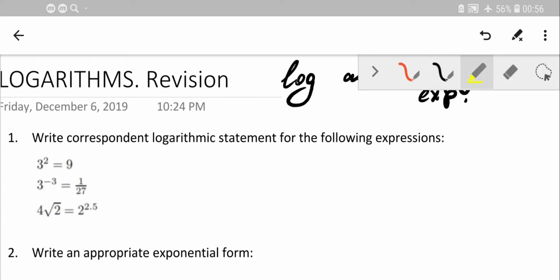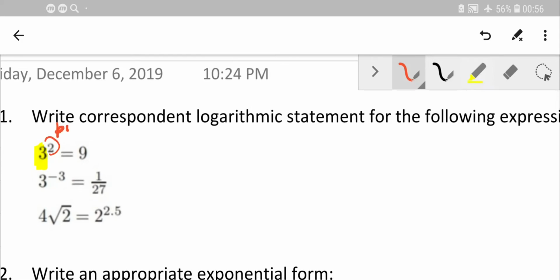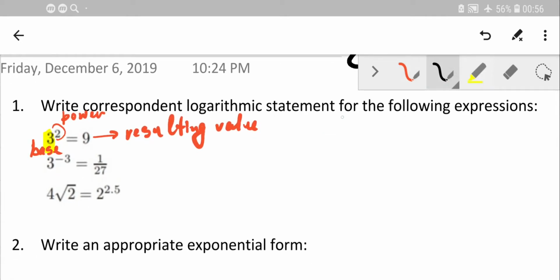Just to remind you very quickly, we consider this as the base. The power 2 we consider as the power. So that's the power, that's the base, and that's the resulting value of the exponent form. Make sure you remember how exponents work: you raise the base to the power of x, you always get y. So in order to convert to a logarithmic statement, you need to apply log with the base a.